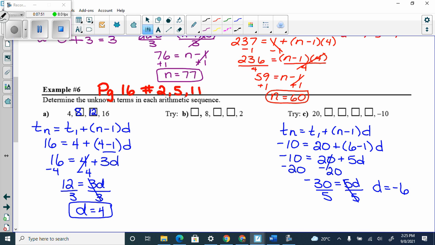I'm getting smaller, right? So I go 20 plus, and so whenever I go to the next term, I add my D, which indirectly is subtracting, but that's okay. 20 plus negative 6 is 14. 14 plus negative 6 is 8. 8 plus negative 6 is 2. 2 plus negative 6 is negative 4. Negative 4 plus negative 6 is negative 10. I know I did good.